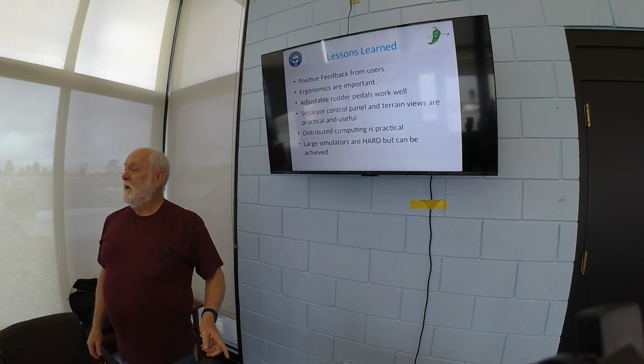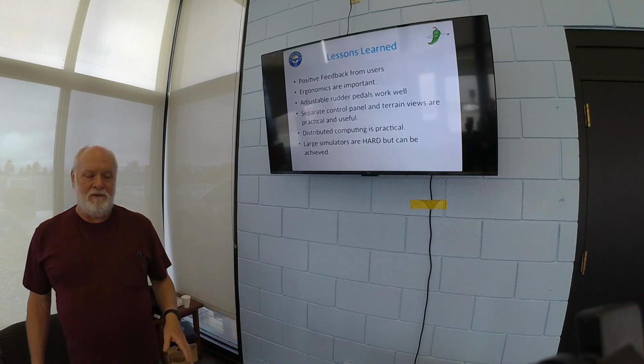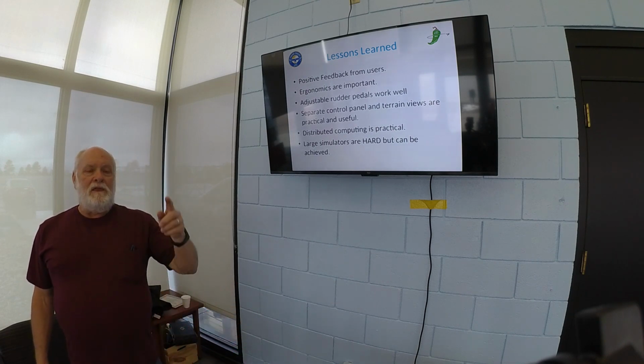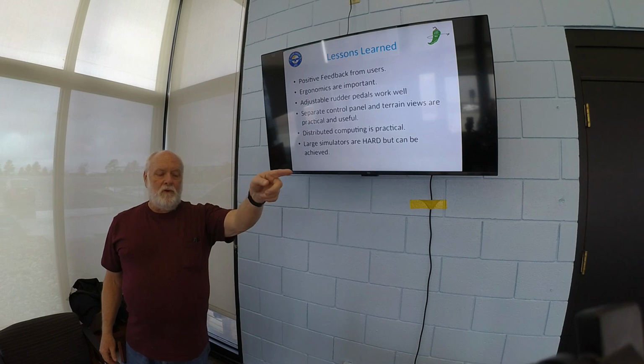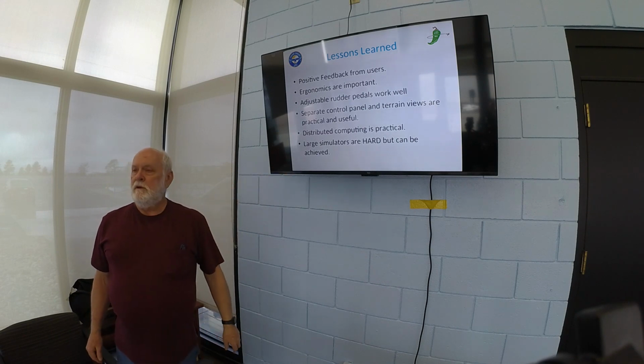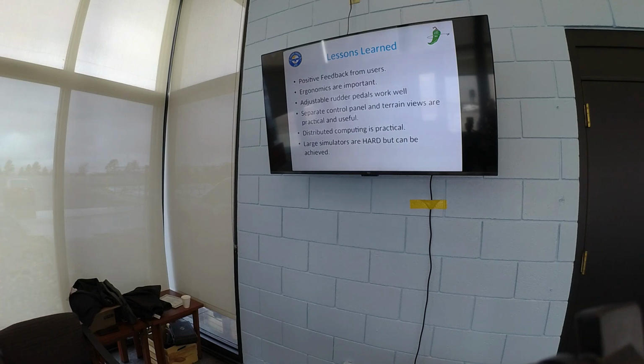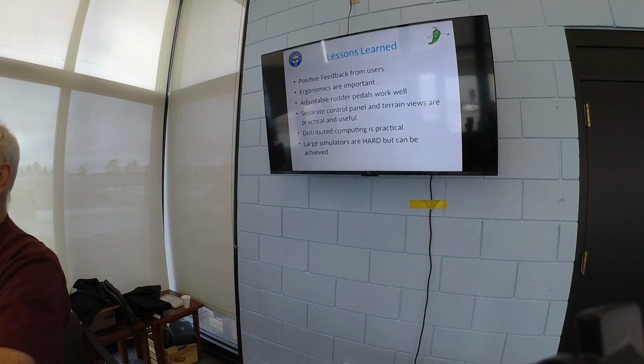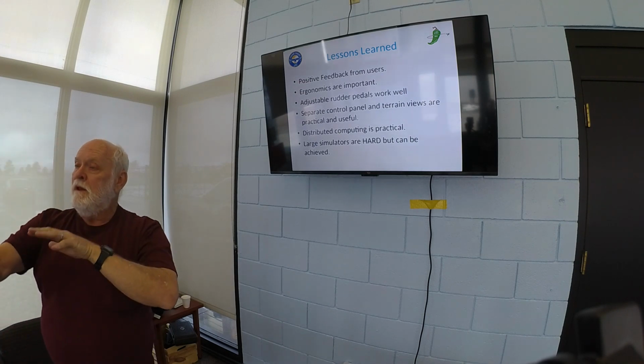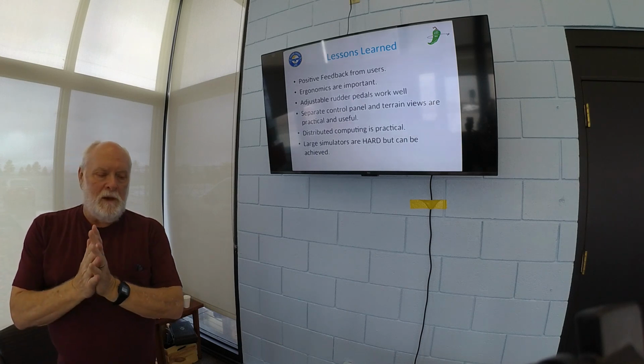The adjustable rudder pedals really work neatly. That's one of the best early decisions I made. The separate control panel and terrain views are a big advantage. If you fly this thing, these are running the same software in the same scenario of taking off on runway 9 at Los Alamos. Flying this thing, or the X-Plane, where you're in the 172 and the panel covers up a lot, I really like taking off on that, where you take off and you can still see the runway, and for some reason it just seems to work better.